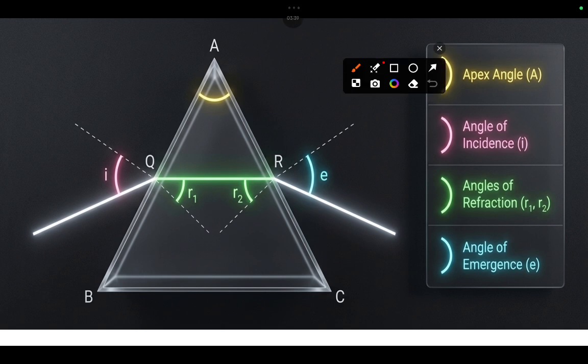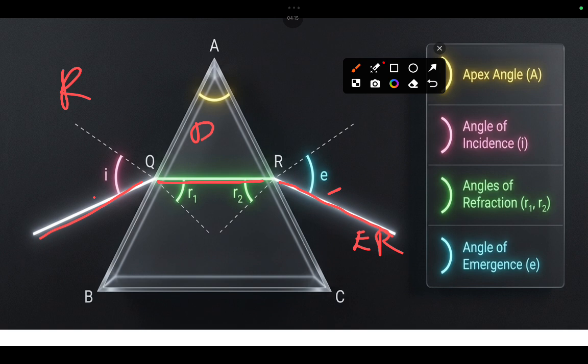Okay, this is the prism. This is the incident ray. Whenever it enters from rarer media to denser media, the light undergoes bending, and this is called refraction. Then it is emitting out. This is called emergent ray. This is the incident ray. The angle made by the emergent ray with the normal is the angle of emergent. The angle made by the incident ray with the normal is called angle of incident.